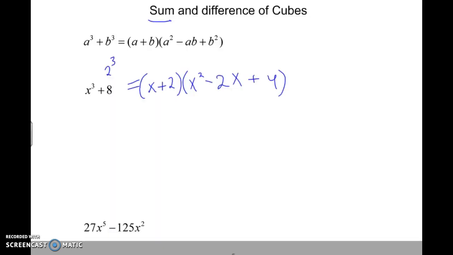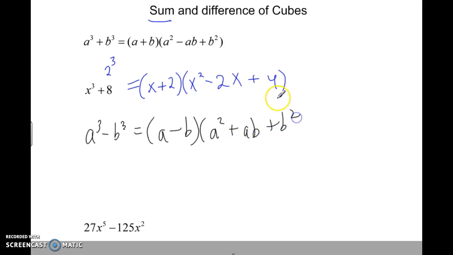Now we have the difference formula. The difference formula is the same except for one little thing. Let me write this down. The difference formula would be a cubed minus b cubed equals a minus b. So it starts with a minus instead of a plus. Then a squared plus ab plus b squared. This and this and this are different from the sum formula.